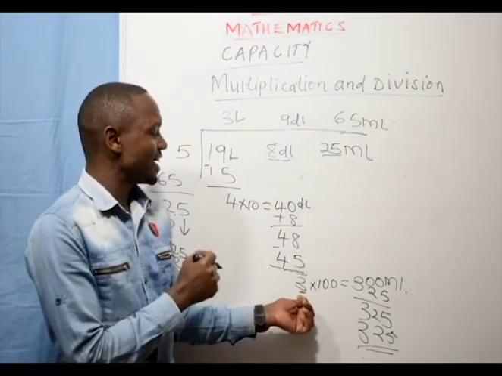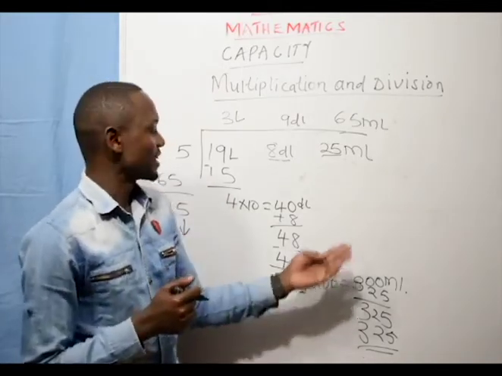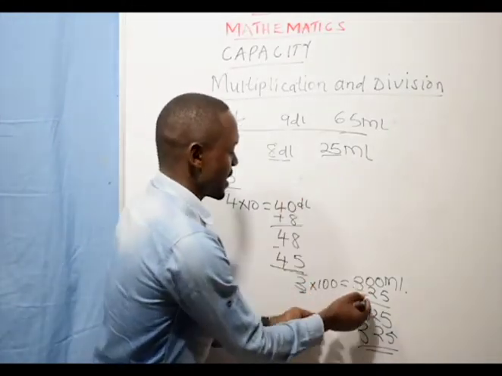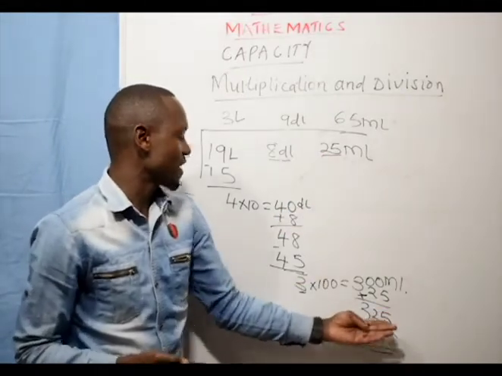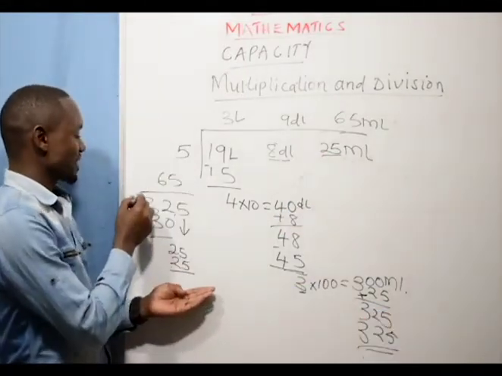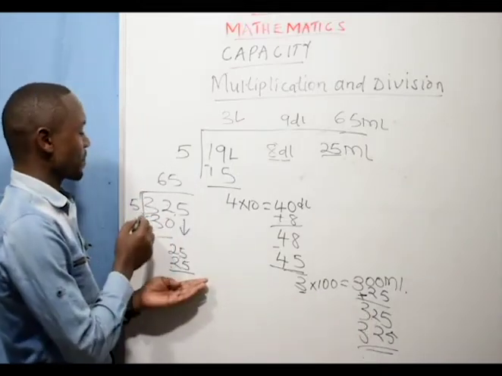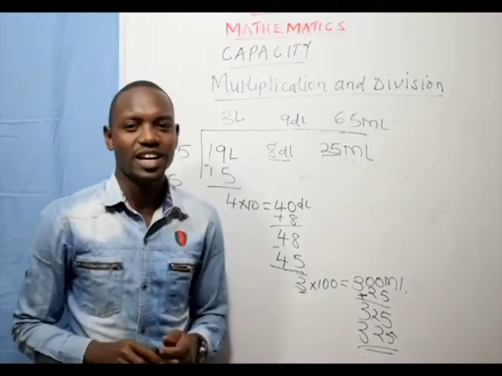Convert those 3 deciliters to milliliters by multiplying by 100. Then after multiplying, whatever you are getting, add the 25 which was on the milliliters side, so that you get 325. That is now what we've done on this side. We have divided 325 milliliters by 5 to get 65. And that is how we work out multiplication and division.